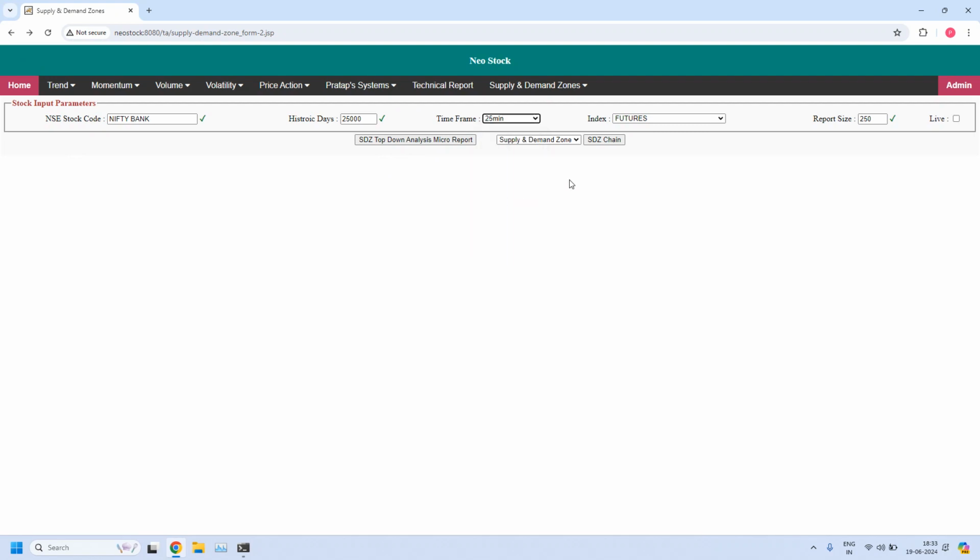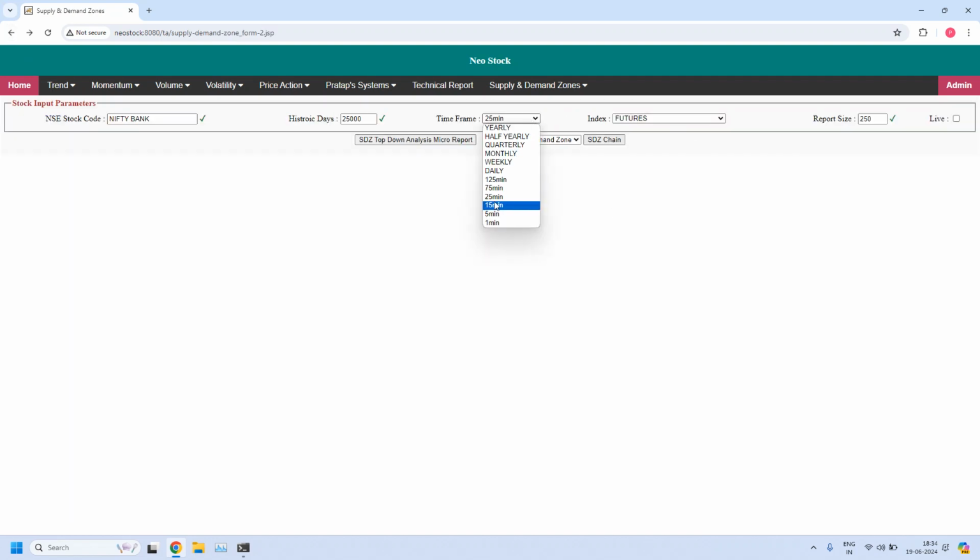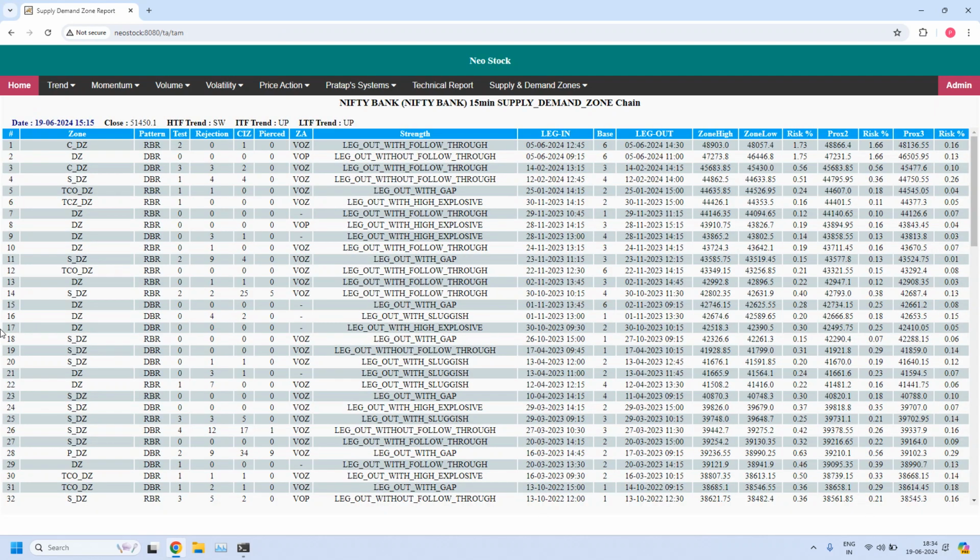Now I am generating the chain for the 25 minutes time frame. So this is the 25 minute supply demand zone chain. Yesterday a high liquidity zone was created, and today a normal demand zone is created. So I am going back, changing the time frame to 15 minutes. Let me generate the chain. This is the 15 minutes supply demand zone chain.